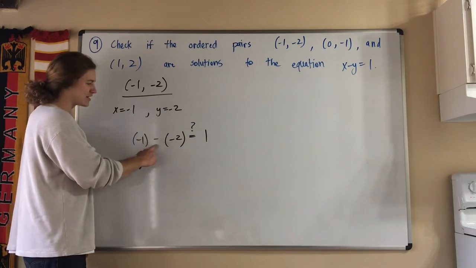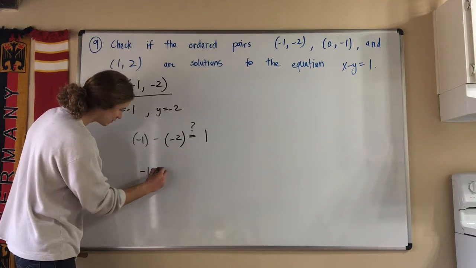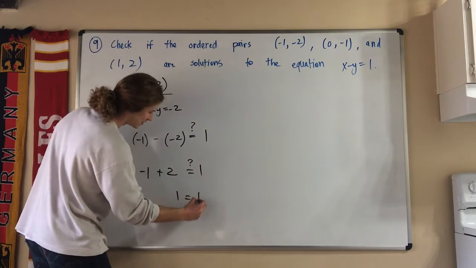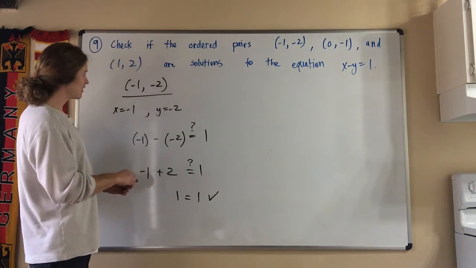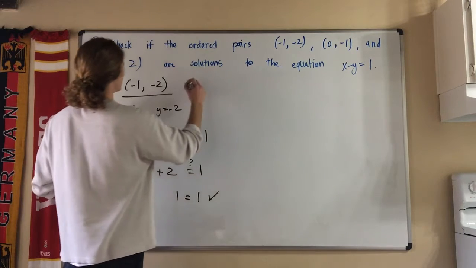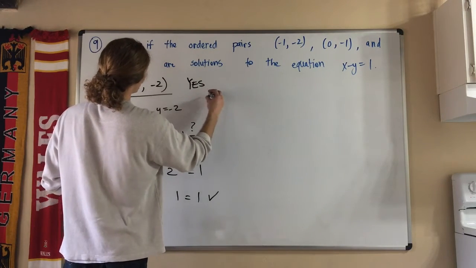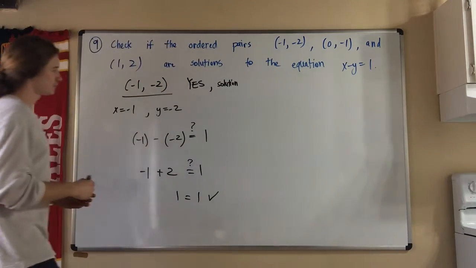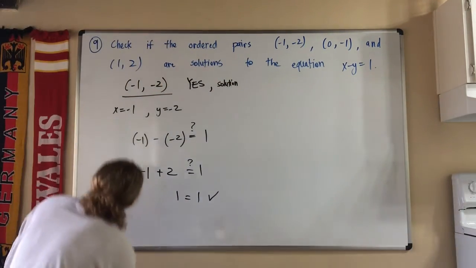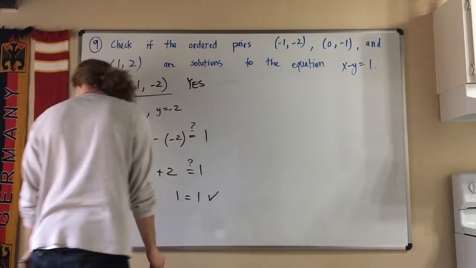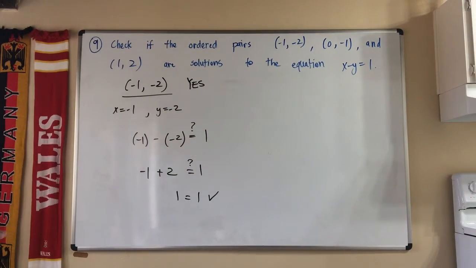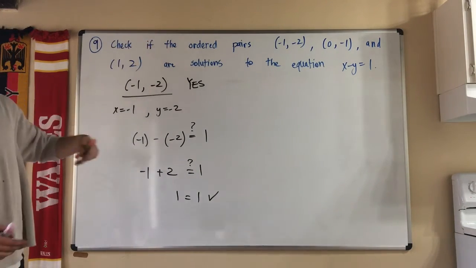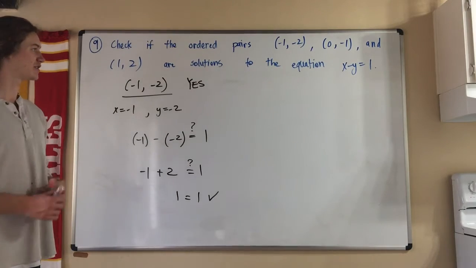Well, -1 minus -2, does that equal 1? That's -1 plus 2, does that equal 1? And yes, that does equal 1. So we know that (-1, -2) is a solution. I'm probably not going to have space to write the solution, so I'm going to erase it. Let's look at our next ordered pair. Again, this is just saying that x equals -1, y equals -2. This is a solution, or a point on our line x minus y equals 1.